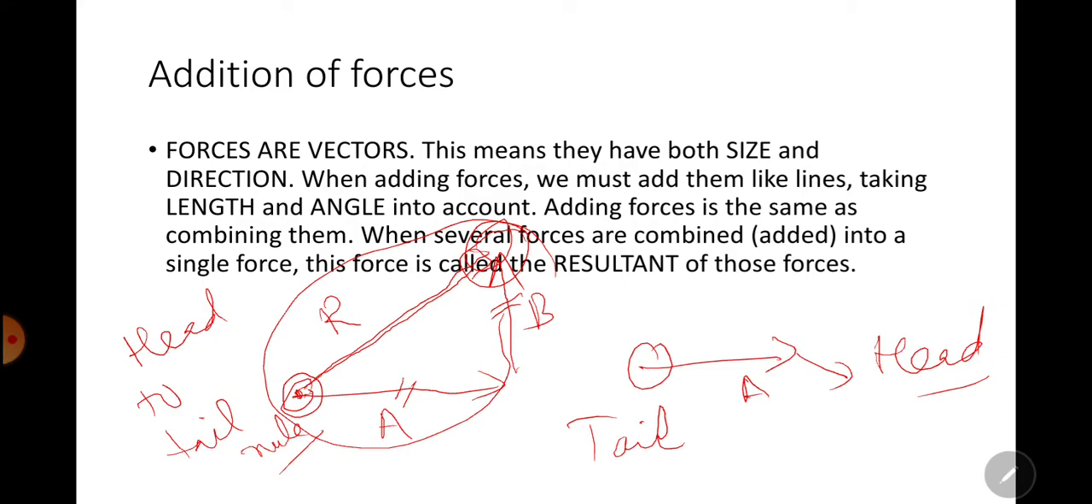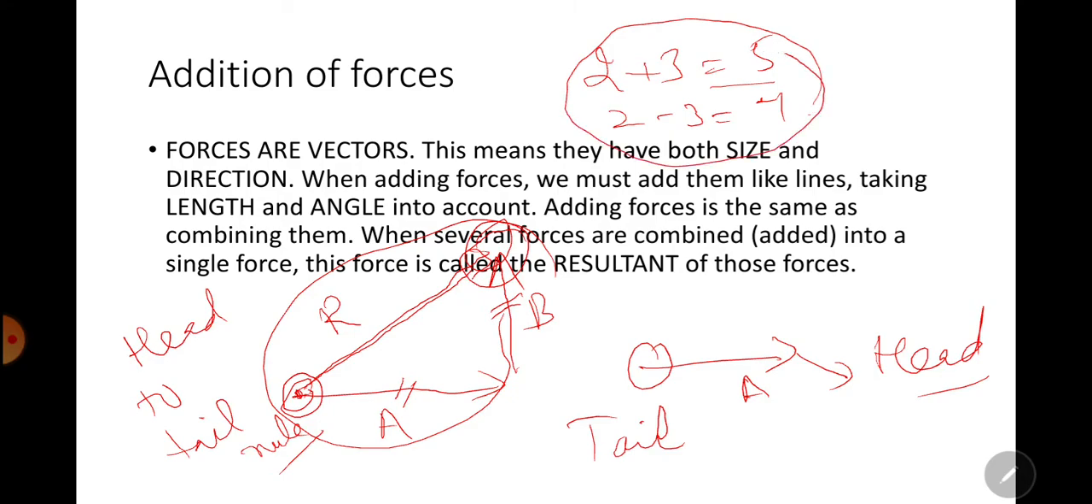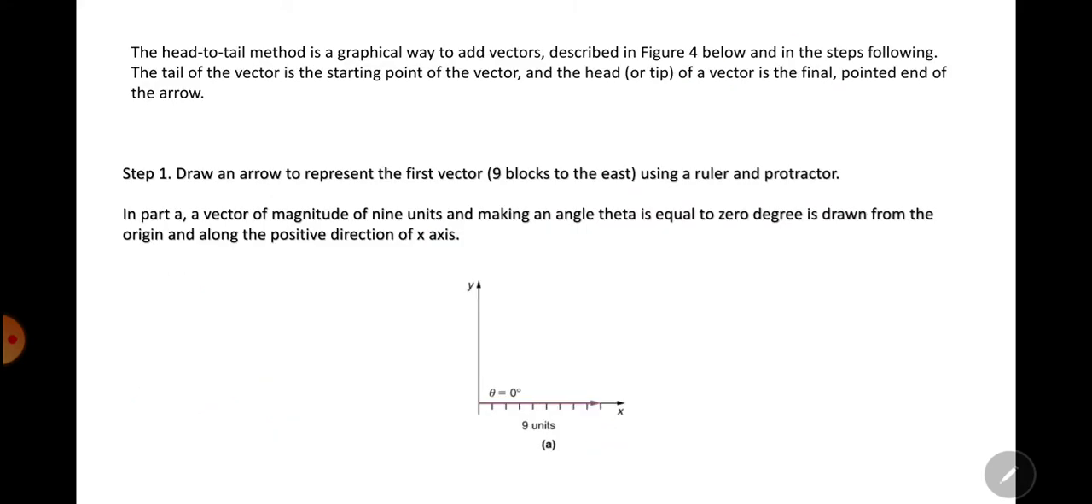The addition of vectors is different from the process where you add 2 plus 3 is equal to 5, 2 minus 3 is equal to minus 1. That is scalar addition. So vector addition and subtraction are different. They have different criteria and different procedures. Now we add graphically by the head to tail rule.